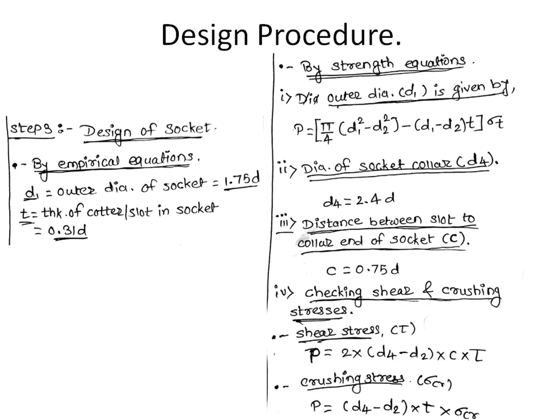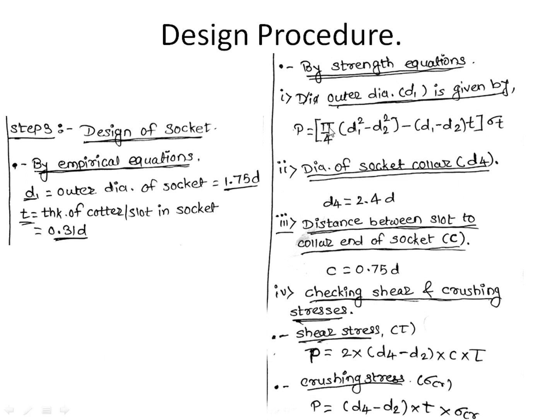The next step, you have to design the socket. The socket can also be designed in two ways, that is by empirical equations and by strength equation. If you are designing the socket by empirical equation, then the outer diameter of socket, which is given by d1, is taken as 1.75 times the diameter of rod, and the thickness of slot in the socket is taken as 0.31 times diameter of rod.